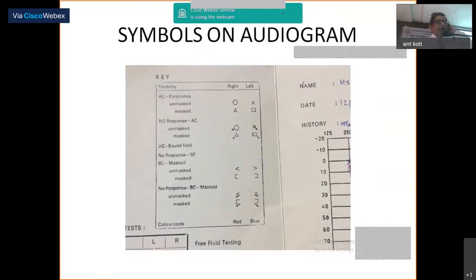Again, if you have an arrow down, that means the bone conduction is so poor, beyond 50 decibels, that it cannot be recorded. Air conduction is so low that despite masking it cannot be recorded. Always.